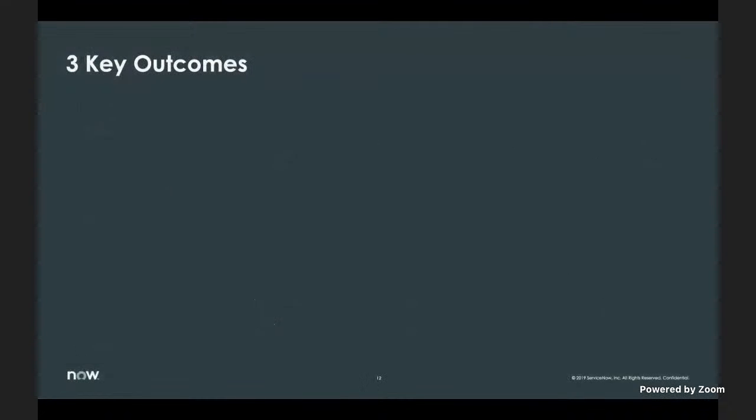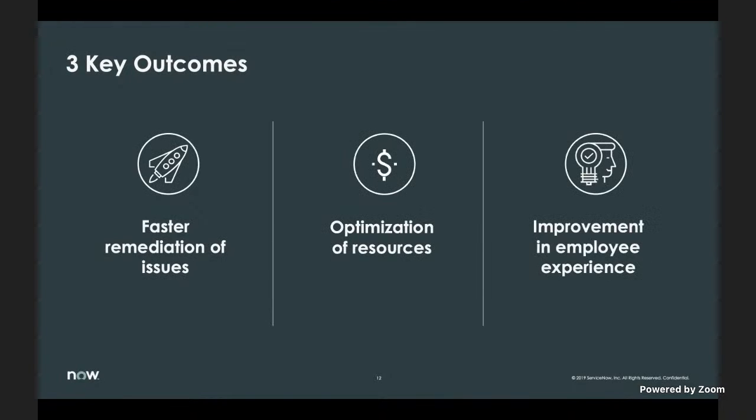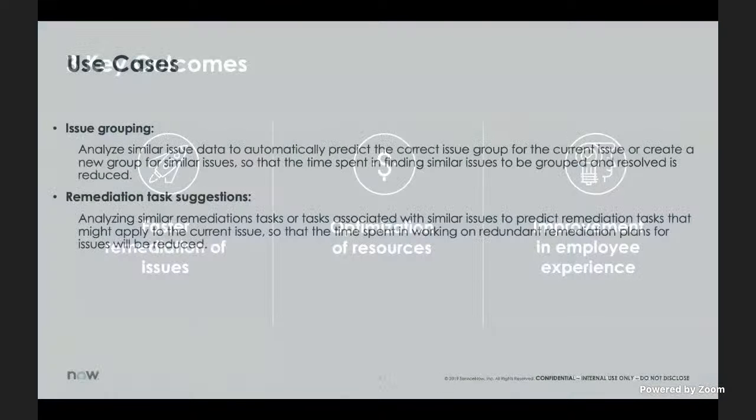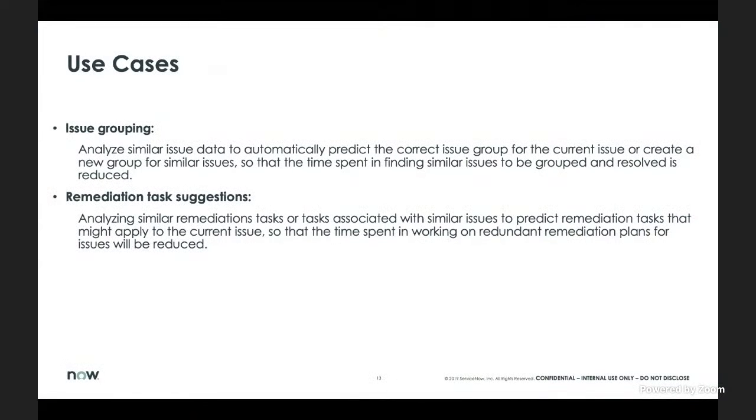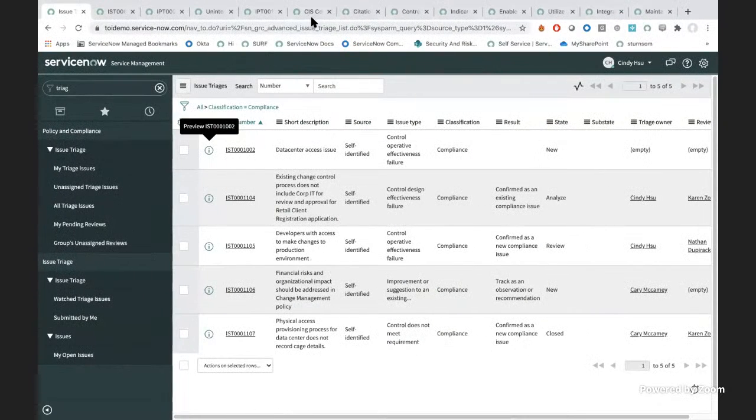So there are three key outcomes that we are getting out of this: faster remediation of the issues, optimization of the resources, and improvement in employee experience. With that, I will be going through the two use cases that I just discussed. One is the issue grouping and the second one is the remediation task suggestion. So with that, I am going to quickly go to my instance and show you how that looks.